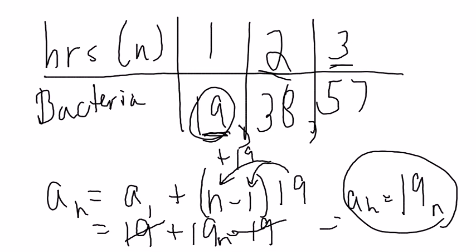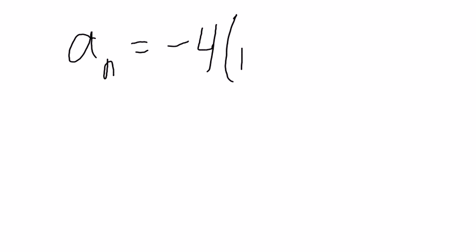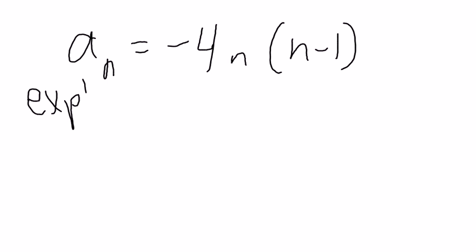For the next one, it's a formula: a sub n equals negative 4n times n minus 1. Is it explicit or recursive? And this is explicit. A recursive formula would use a sub n minus 1 like that.